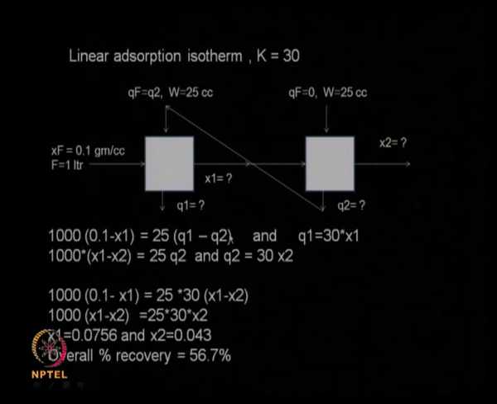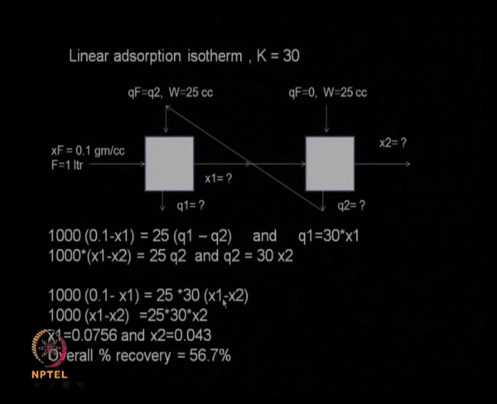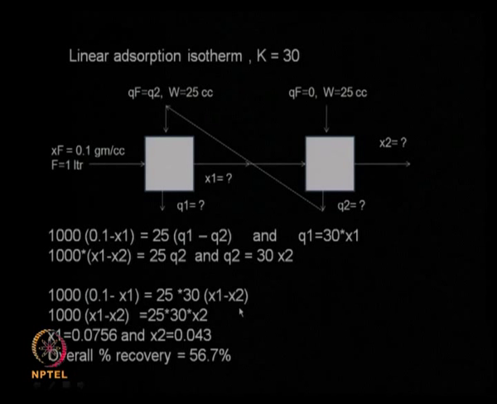So now we can substitute q2 here and q1 like this. So you end up with two simultaneous equations containing two unknowns, x1 and x2, understand. So two simultaneous equations containing x1 and x2. So we can solve and we end up with the quantity of x1 as 0.0756 and the quantity of x2 as 0.043.